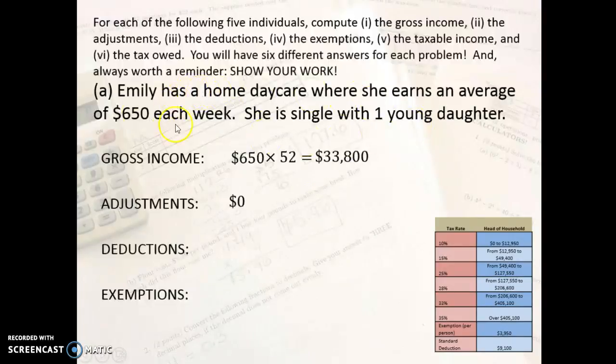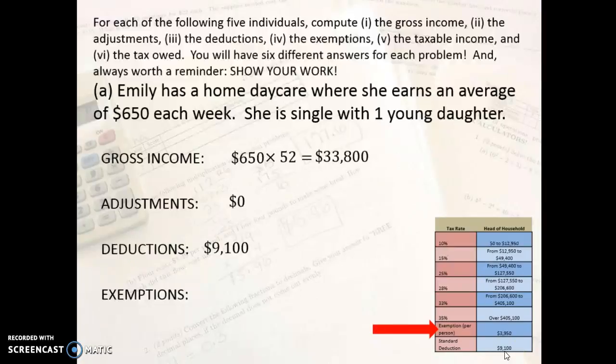Okay, if you read the scenario about Emily, there's no mention of charity donations. Therefore, we're just going to pop down here and look at her standard deduction as a head of household, $9,100. That's it. How come I didn't say, oh, no charity donations, that sort of thing? The IRS allows you a standard deduction if you don't make any charity donations. In this case, Emily's going to say, yeah, my standard deduction is $9,100.